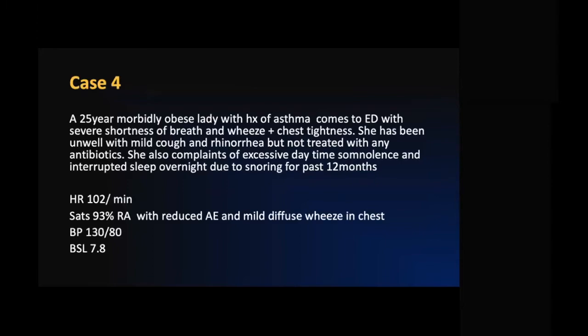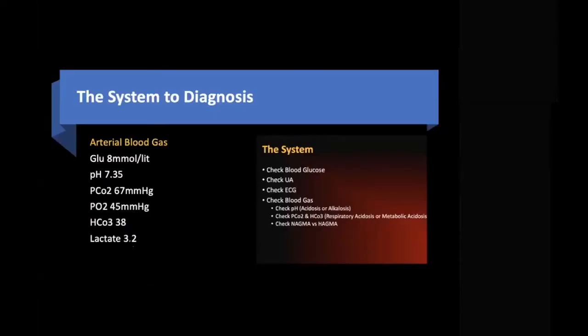Acidosis. Yeah. A 25-year-old morbidly obese lady with a history of asthma comes to emergency with severe shortness of breath and wheeze and chest tightness. She has been unwell with mild cough and rhinorrhea, but not treated with any antibiotics. She is complaining of excessive daytime somnolence, like sleepiness, and interrupted sleep overnight due to snoring for the past 12 months. There's also a slight component of lactate being elevated, which might be a combination of factors: she's peripherally shut down, she's got early metabolic acidosis, and she will decompensate. Plus, she's also got a low PO2. Nobody's commenting on that. 45. Yes, it's low.